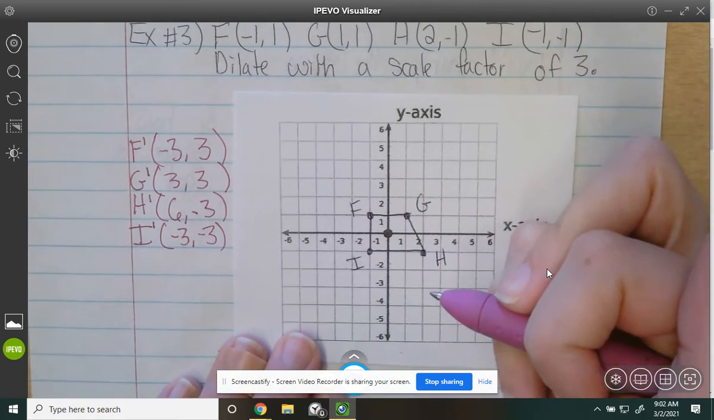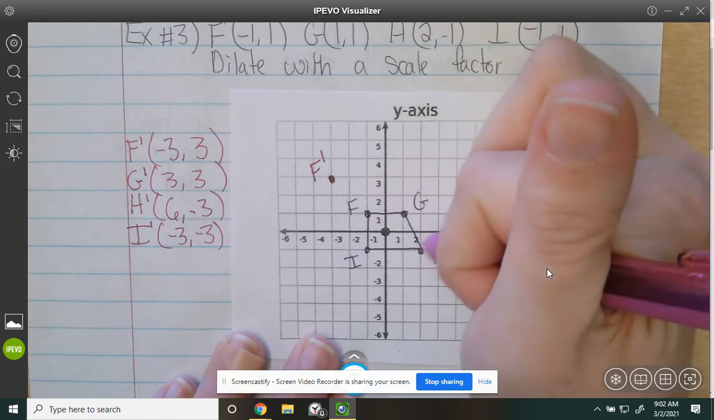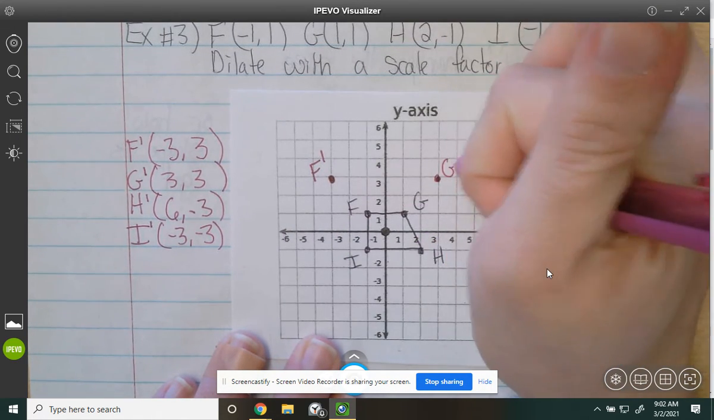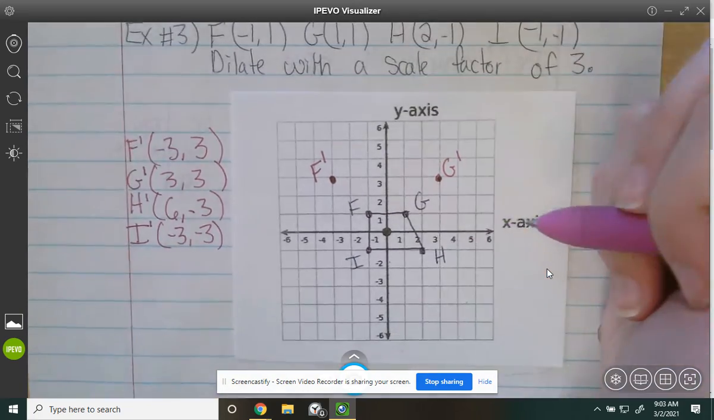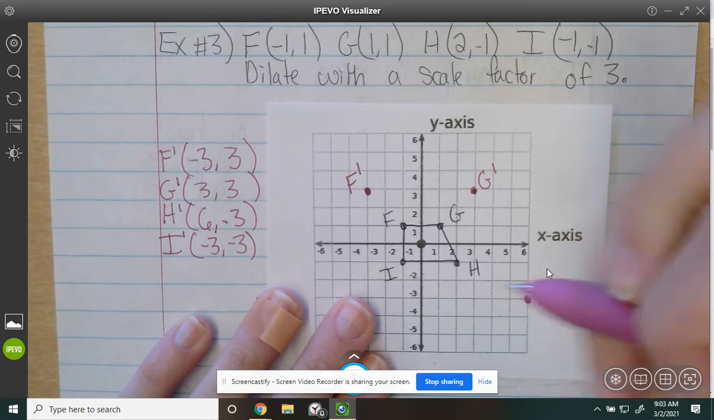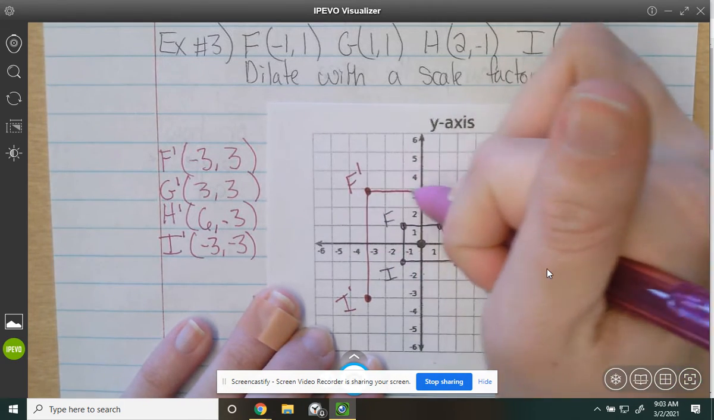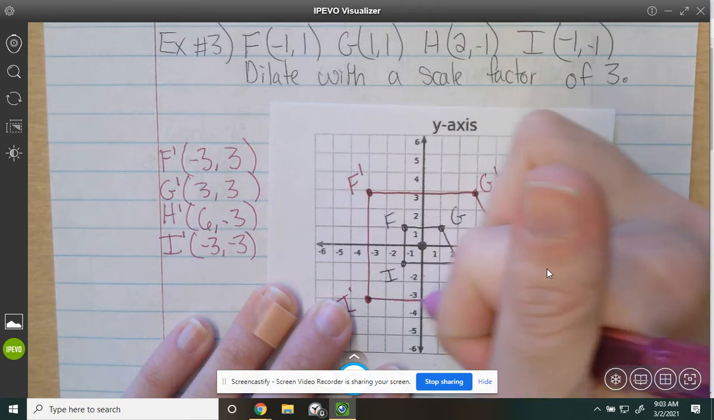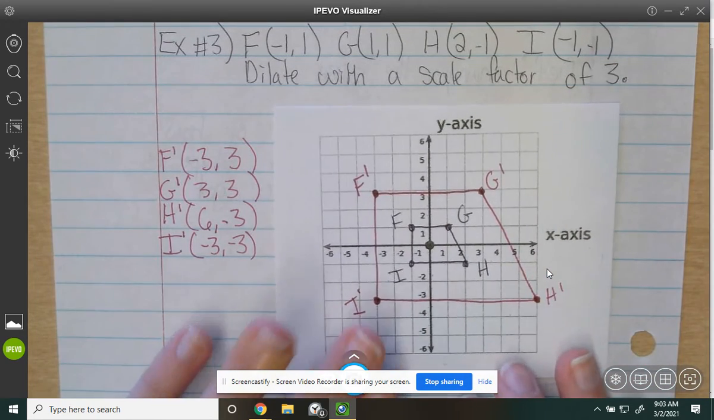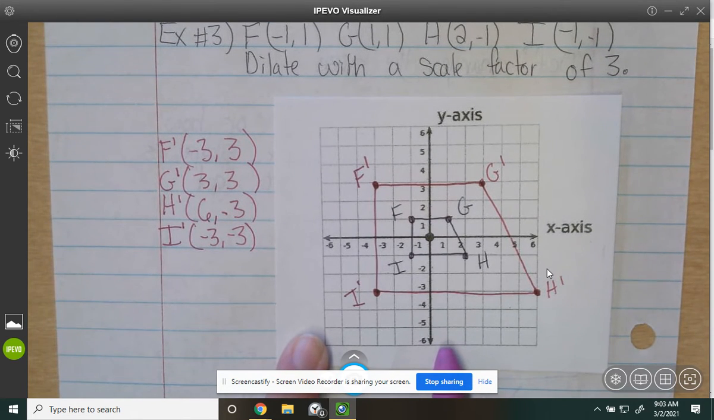Okay, so now grab all of those. Don't forget to label them with your prime symbol. Okay, and there's your graph. Someone in class today said, wow, that's like 10 times bigger. I said, no, really, it's 3 times bigger. So it is bigger, yes, but not 10 times bigger.